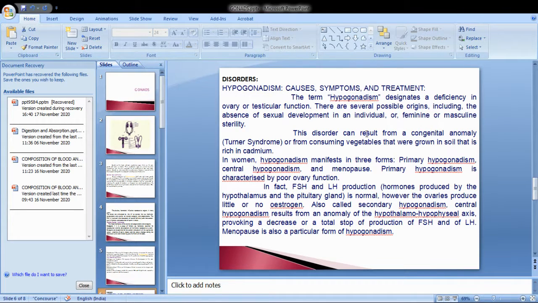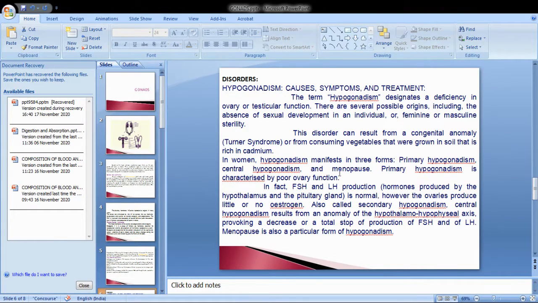This disorder can result from a congenital anomaly, meaning Turner syndrome, or from consuming vegetables that were grown in soil that is rich in cadmium.